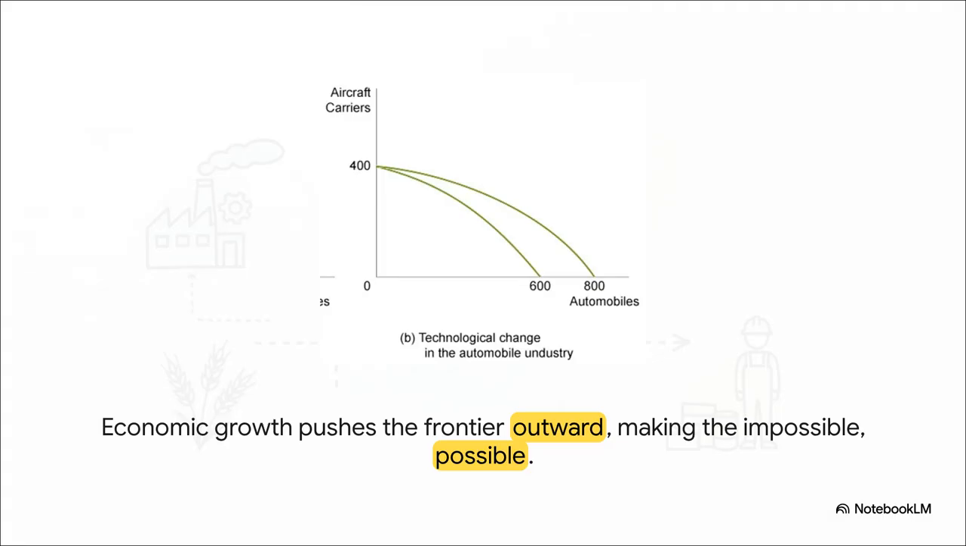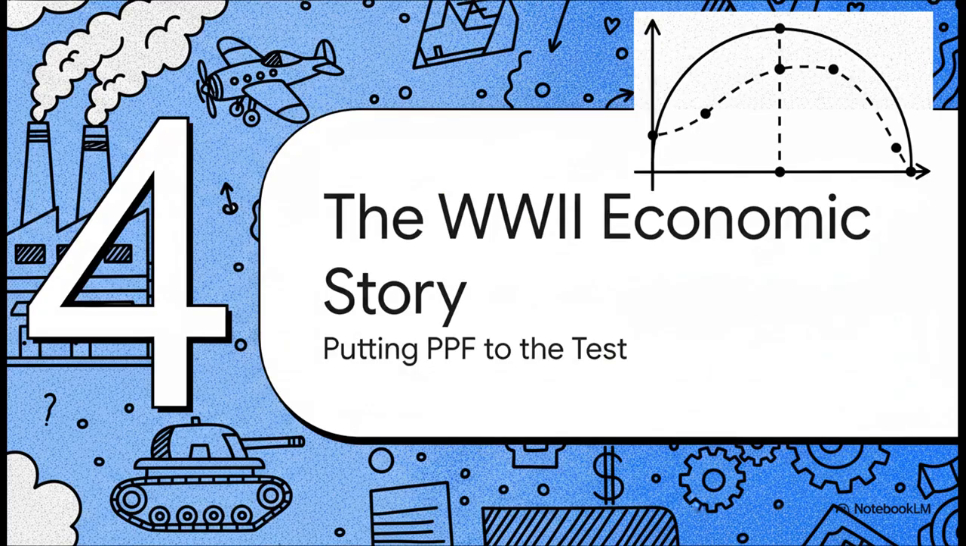And this is what that growth looks like on our graph. The whole frontier shifts outward. It's like the entire economic playing field gets bigger. And suddenly, those combinations of goods that were totally impossible before, they're on the table. We can actually have more cars and more aircraft carriers. That's a game changer.